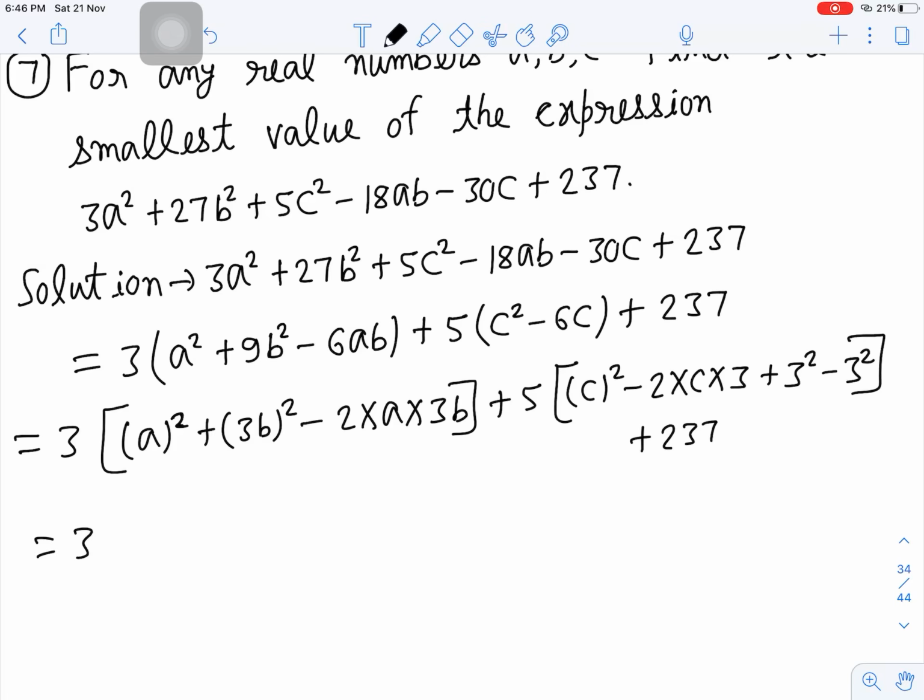So first of all you will get 3 times a minus 3b whole square, and then if you group these 3 terms, you will get c minus 3 whole square. So you will get 5 times c minus 3 whole square. Then you will get 5 into minus 3 square, so that is nothing but minus 45. So you are getting minus 45 plus 237.